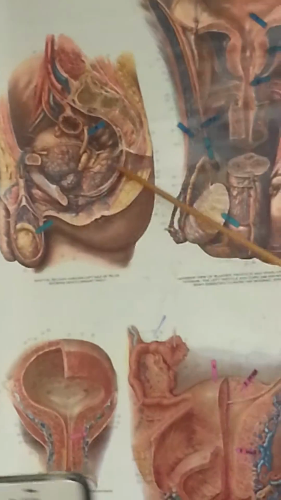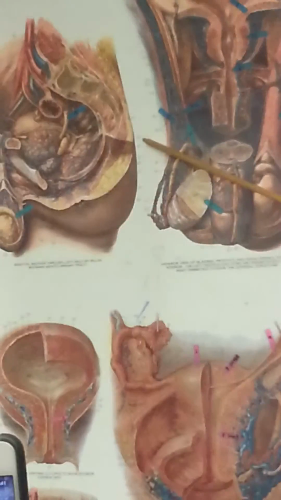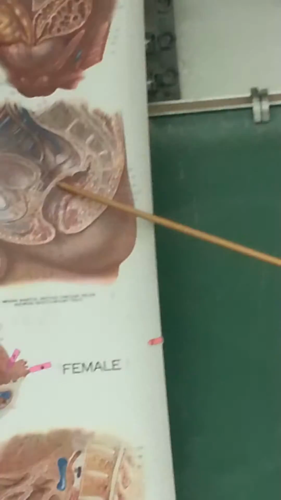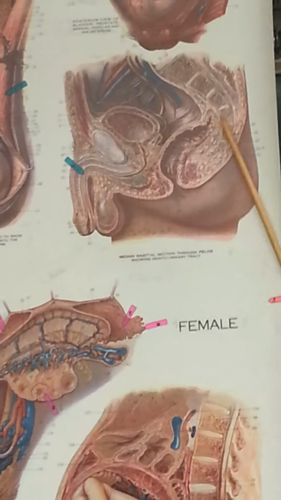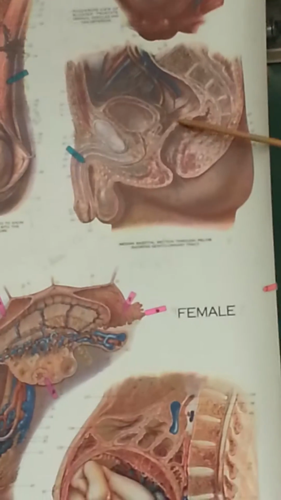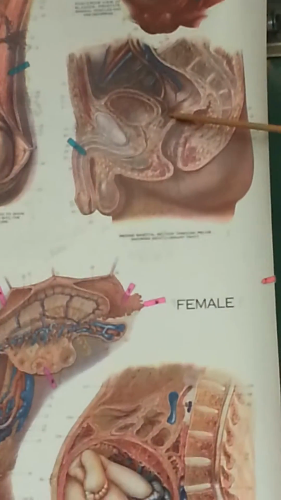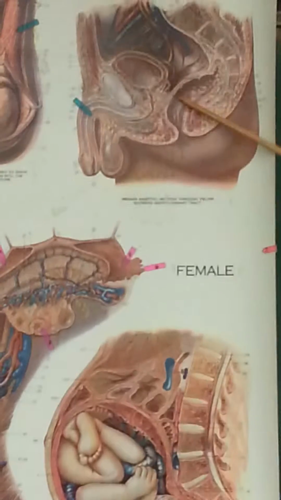Number 20, the seminal vesicles. See it here. And keep in mind they're in a pair. It's split right down the middle. We're seeing the right side. Seminal vesicle number 20. They merge together.